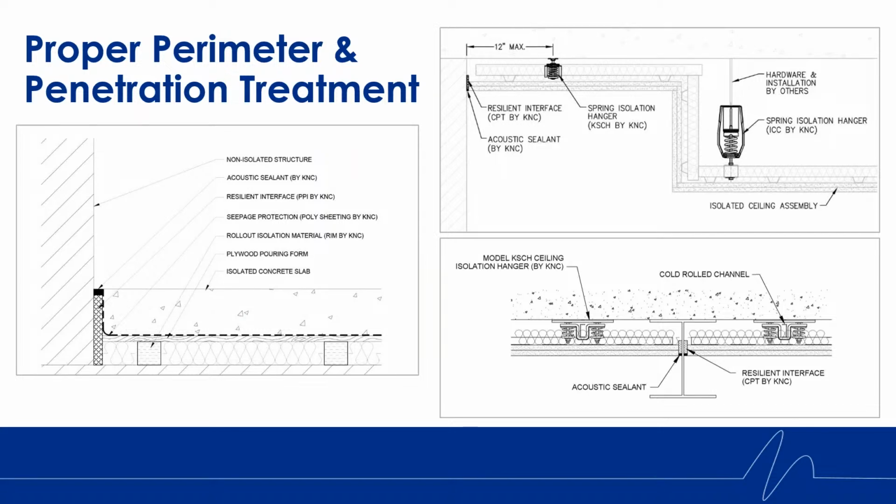Here are more examples of proper perimeter and penetration treatment. On the left, you have one of our rim isolation floors using the resilient interface, or PPI. Over on the right, there are two different types of sealing applications. One shows what needs to be done at the perimeter using the resilient interface CPT. Below is what is happening with two hangers, or an isolated ceiling bumping into a beam, a penetration treatment. That's using, again, the resilient interface CPT by Kinetics and acoustic sealants.